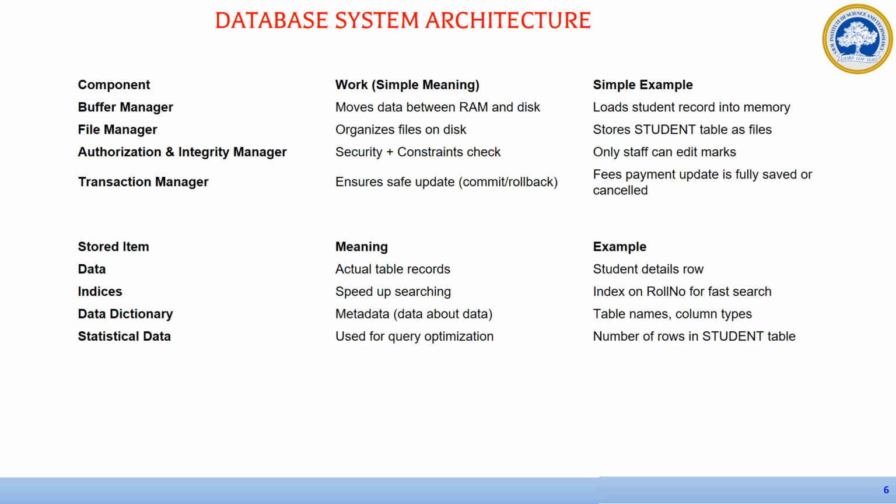Next we have the buffer manager, file manager, authorization and integrity manager, and transaction manager. The buffer manager moves data between RAM and disk. An example is loading a student record into memory. The file manager organizes the files on disk. It can store the student table as a file. The authorization and integrity manager handles security and constraint checks. Only staff can edit and modify the marks. The transaction manager ensures a safe update. You can check whether the update is correct or not.